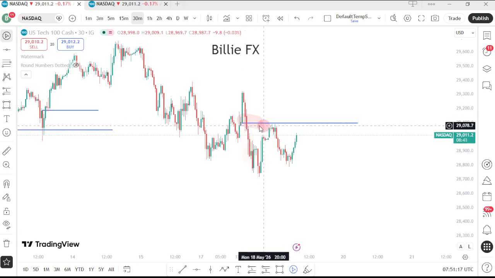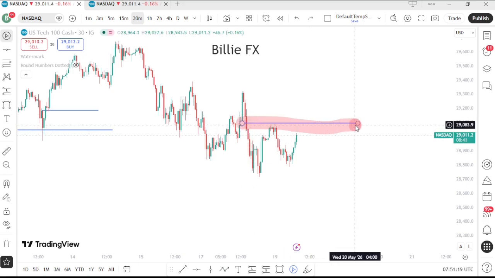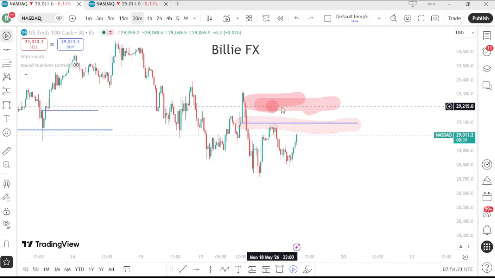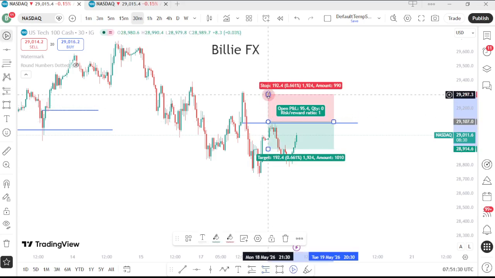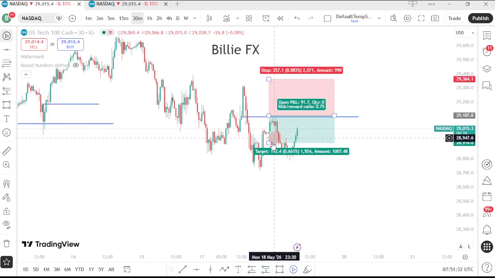So I just took a horizontal line and I marked the low of the bullish candle. So everything above this line becomes a supply. So when the market comes above that line over here, I can just short the market in anticipation that the market is going to drop, because that area becomes what?